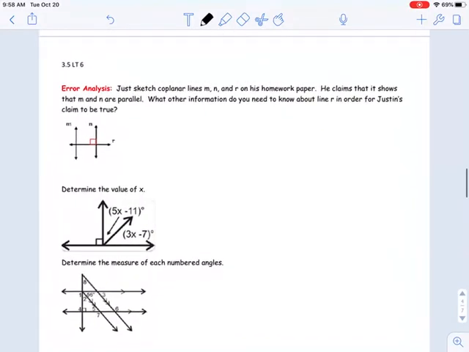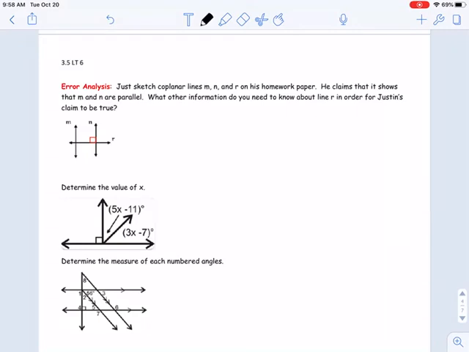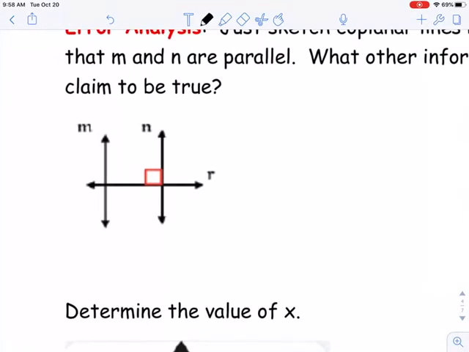Okay, so here we got a few more problems left. All right. So error analysis. We got a sketch of coplanar lines M, N, and R. Justin claims that it shows that M and N are parallel. So he's claiming that this is true.